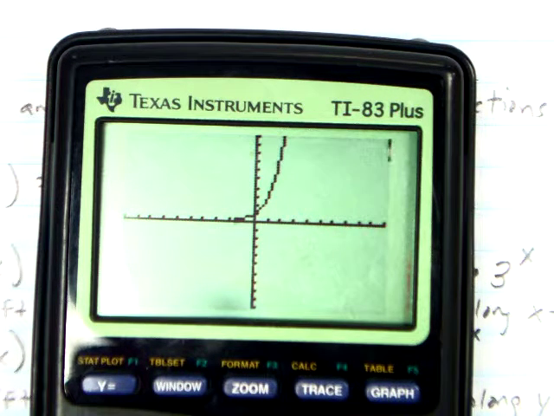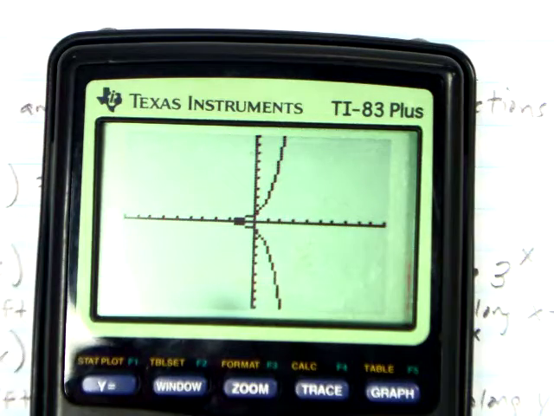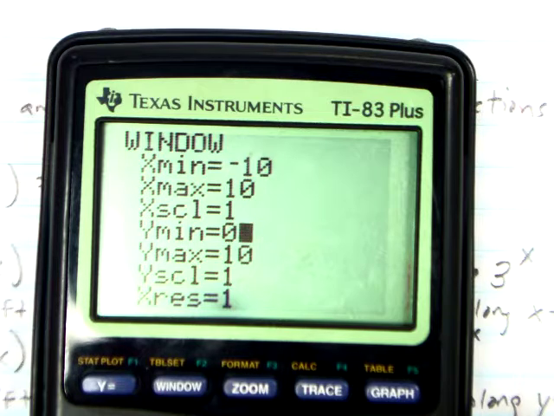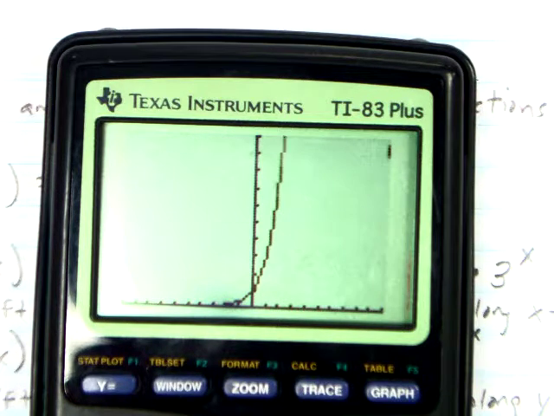Last one. That's going to be 3 to the negative x power. I'm going to change my window back to 0 for the minimum. This time it should reflect across the y-axis. So you can see how it's mirrored itself across the y-axis. It just went from this and flipped over.